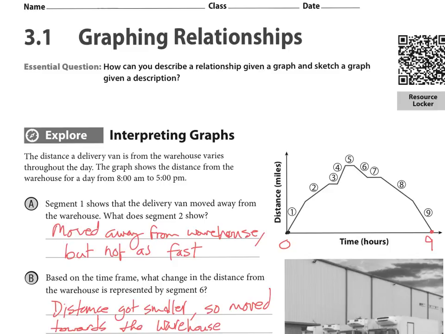So right here, we talked about how segment 1 is moving away, but segment 2 moves away just not as fast, at a slower pace. Question B, the change in distance. Segment 6, we just got through saying if it is going down, that means it's getting closer to the warehouse or it's going towards the warehouse. Did you say it decreased?